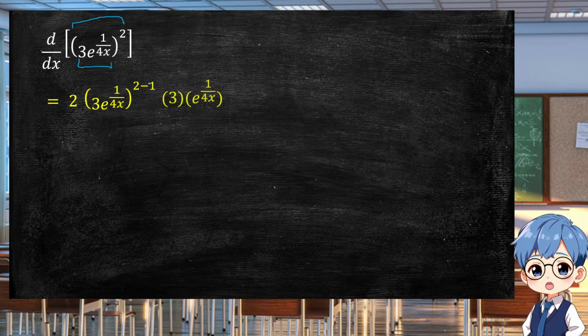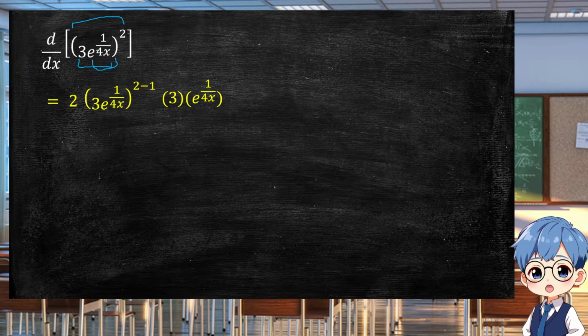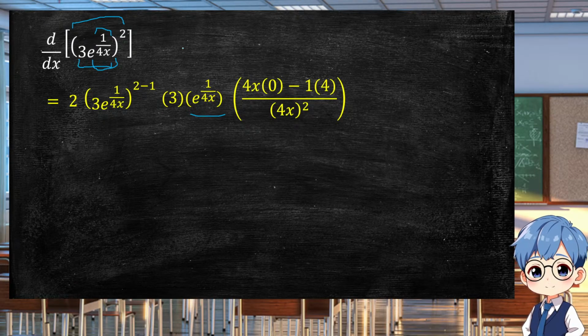3 is just a constant, so that's why we just write 3 first, followed by the derivative of e to the power of 1 over 4x. So the derivative of e to the power 1 over 4x is just e to the power of 1 over 4x, followed by the derivative of the exponent. For the derivative of the exponent, we are going to apply the quotient rule. So v is 4x, so 4x times du, the derivative of 1, which is just 0, minus u, so u is 1, times dv, the derivative of 4x, which is just 4, all over the quantity 4x squared.